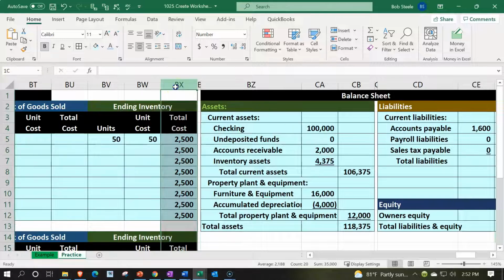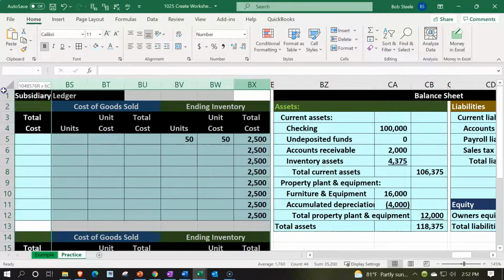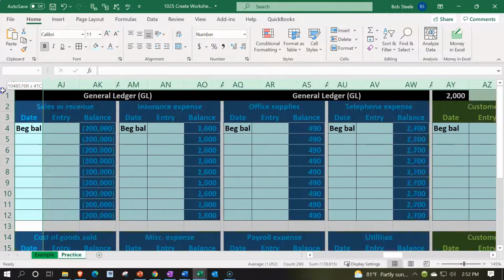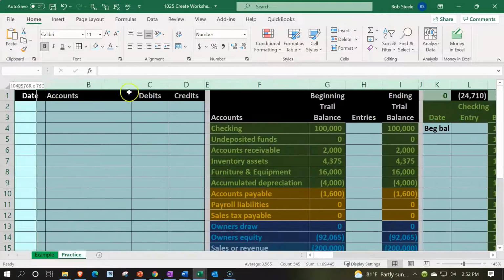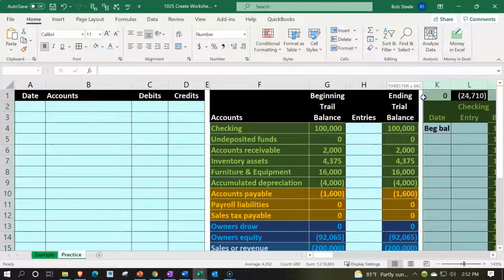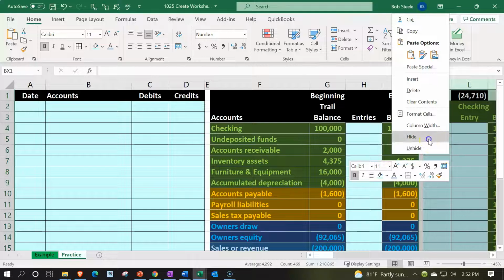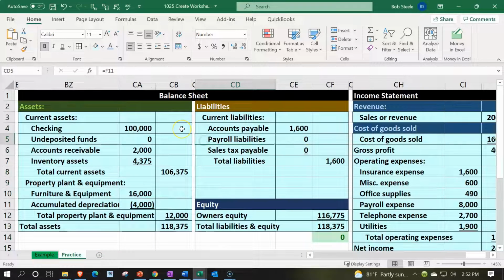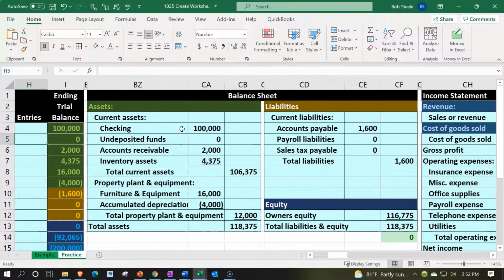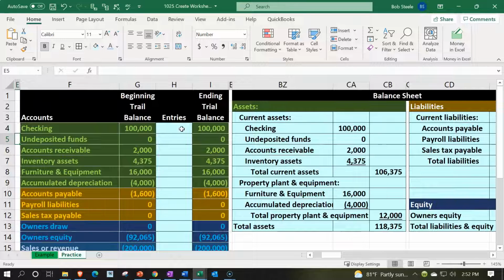So I'm going to put my cursor on AX or BX and go all the way back to the trial balance and hide as we have seen in the past. So we have our information as close as possible to the data that we're using to create. We're going to right click on this area and hide. So now we have our trial balance over here, balance sheet and income statement.